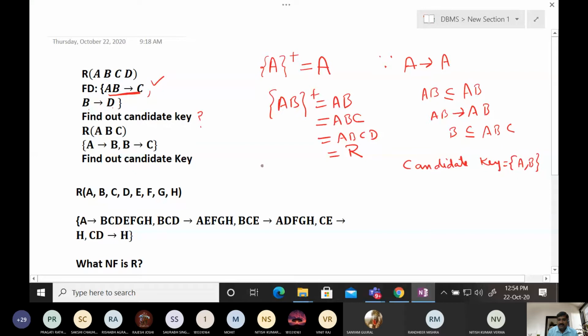super key. If we find the closure of this set, then obviously it will determine all the attributes of R. But this is not the candidate key. This is the super key. Why? If we discard the C, AB alone determines all the attributes of R.